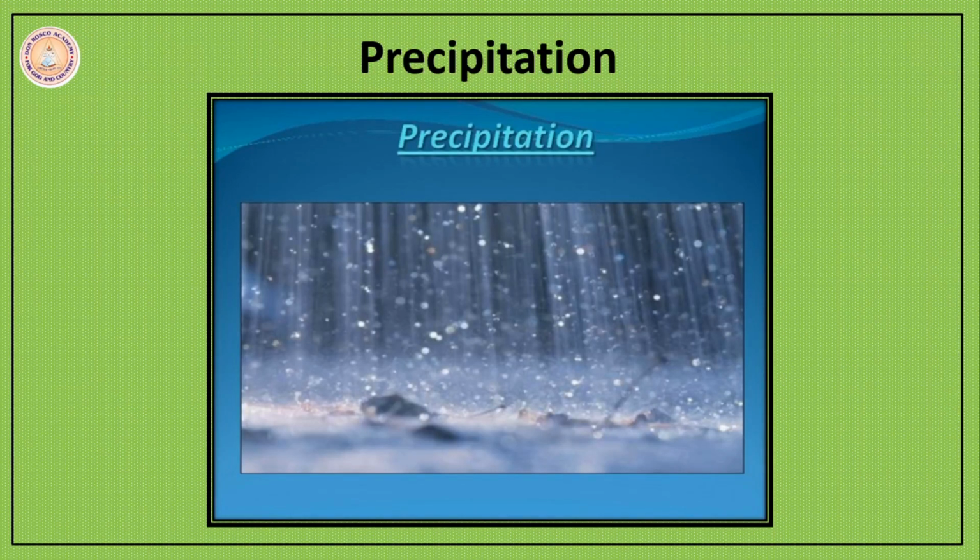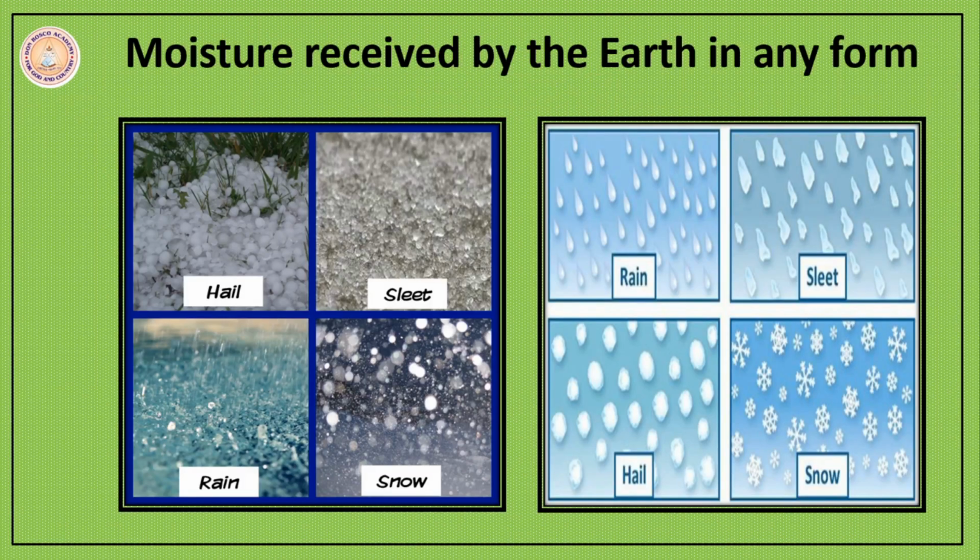But you can also use or write a very simple definition, and that is, moisture received by the earth in any form is known as precipitation. Precipitation can be of four types. There are major four types of precipitation, namely rain, snow, sleet, and hail. Now, of all these four, rainfall is the most common form of precipitation.